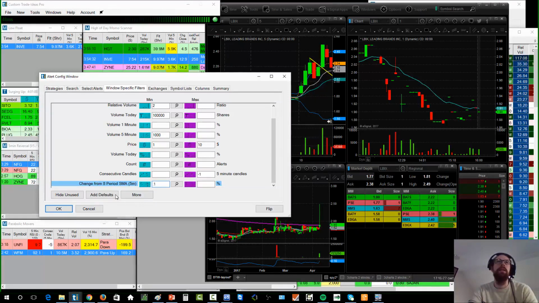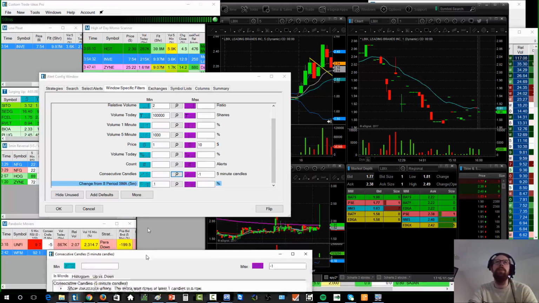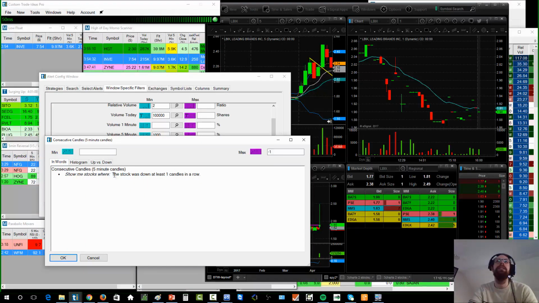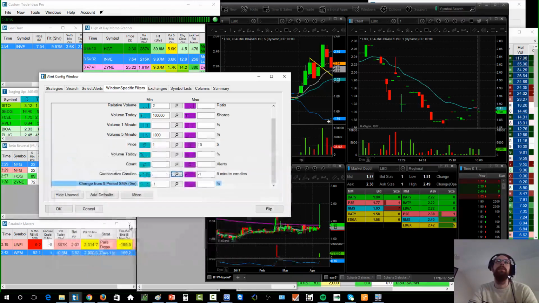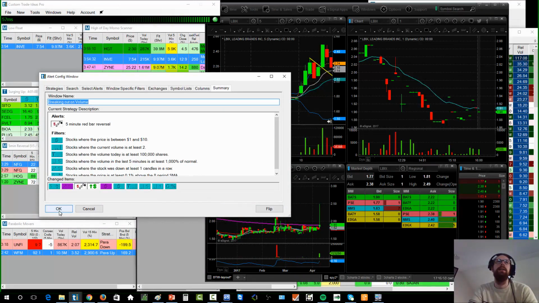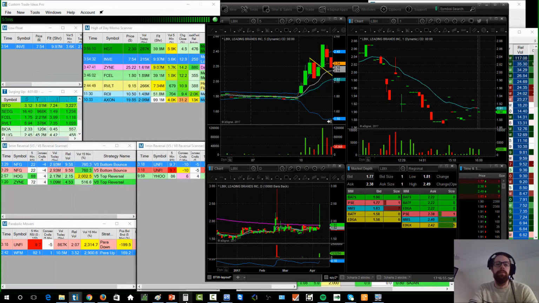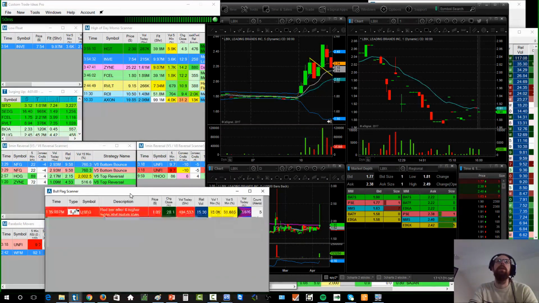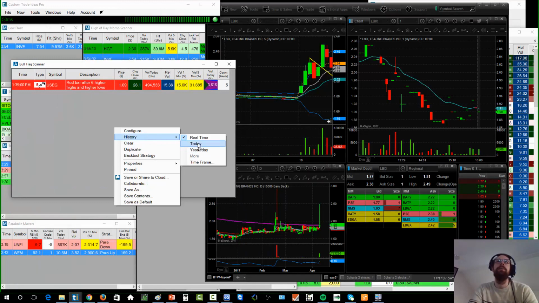All right, so now let's say, okay, so saying -1 5-minute candle, it means we have 1 red candle. And you can click on the little magnifying glass, and it gives you the definition of what you just told it to look for. Show me stocks where the stock was down for at least 1 candle in a row. All right, so okay. And then we're calling this the bull flag scanner. Okay, so this time I won't change the colors. I'll just deal with it being a little bit annoying. And history was today.